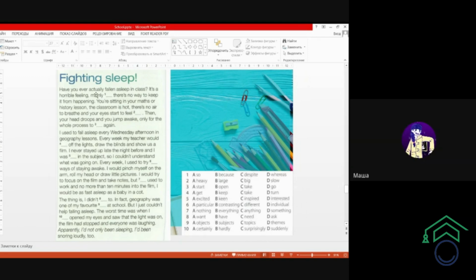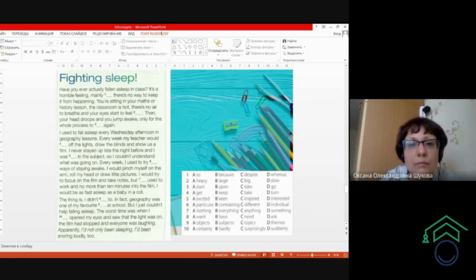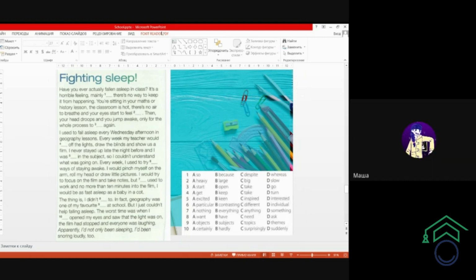Have you ever actually fallen asleep in class? It's a horrible feeling, mainly because there is no way to keep it from happening. You're sitting in your maths or history lessons, the classroom is hot, there is no air to breathe, and your eyes start to feel heavy. Then your head droops and you jump awake, only for the whole process to start again. I used to fall asleep every Wednesday afternoon in geography lessons. Every week my teacher would turn off the lights, draw the blinds, and show us a film. I never stayed up late the night before, and I was interested in the subject, so I couldn't understand what was going on. Every week I used to try different ways of staying awake.